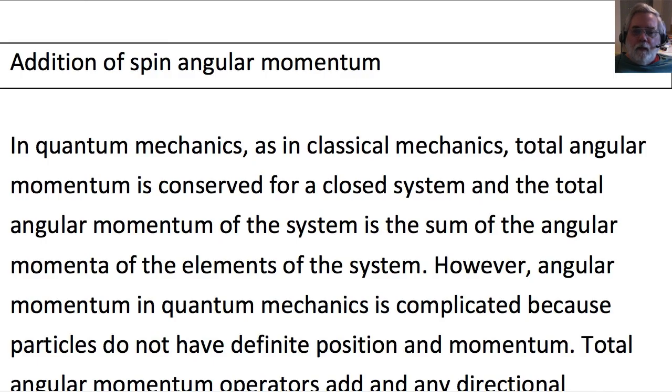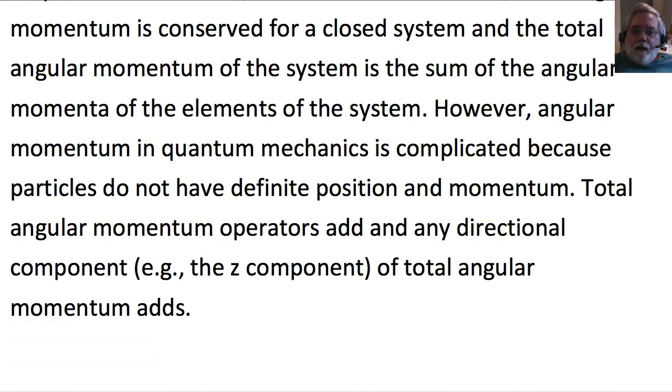Addition of spin angular momentum. In quantum mechanics, as in classical mechanics, total angular momentum is conserved for a closed system, and the total angular momentum of the system is the sum of the angular momenta of the elements of the system. However, angular momentum in quantum mechanics is complicated because particles do not have definite position and momentum. Total angular momentum operators add, and any directional component, for example, the z component of total angular momentum, adds as an operator.